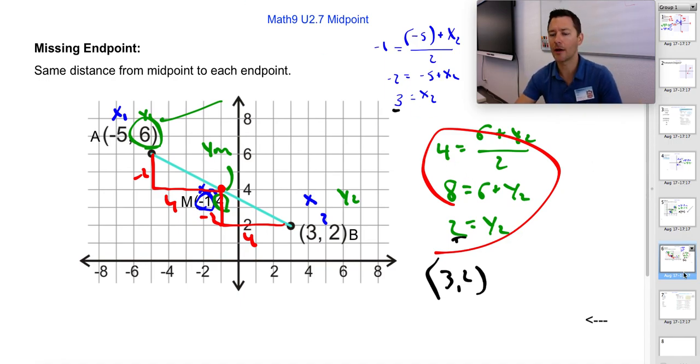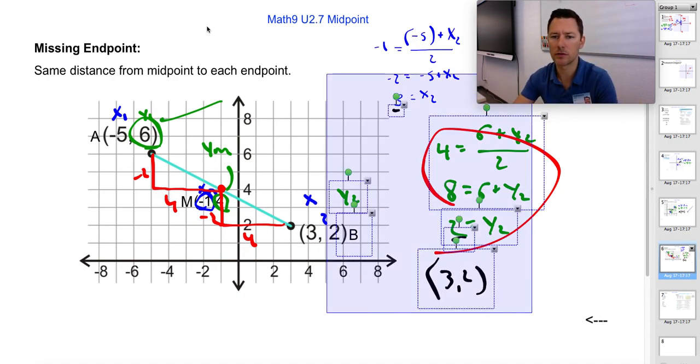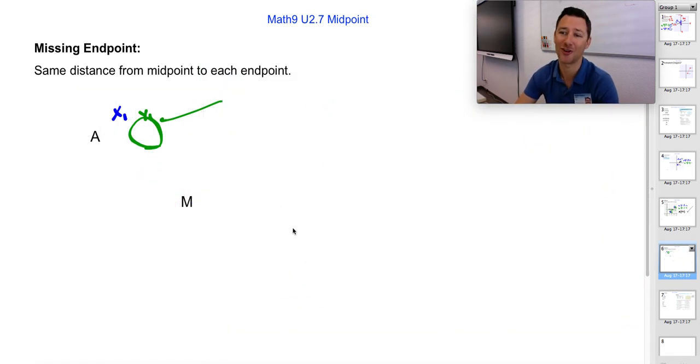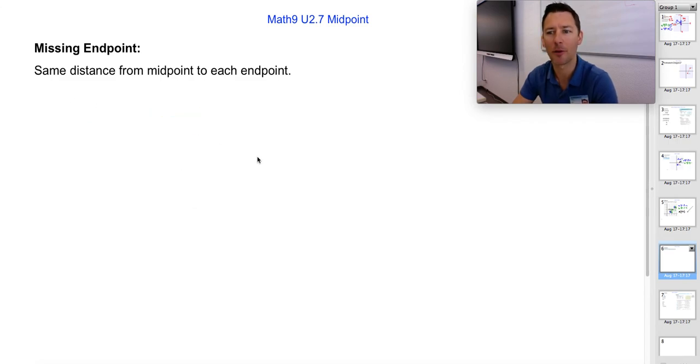Cool. Try that out, and oh, let's see. Here, I guess try your own. Oh, that's just the math shark. Sorry. We'll throw some more problems at you next time.